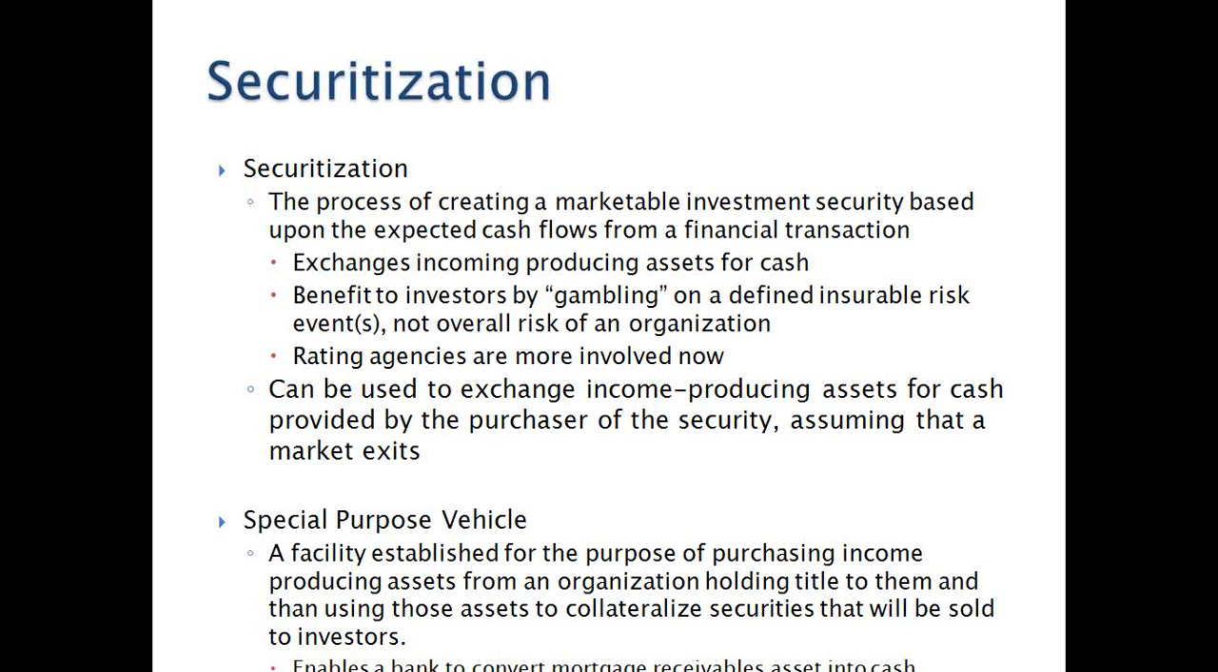The other key point that they're going to talk about on here is what they call a special purpose vehicle, or SPV. And it's, as they describe, a facility established for the purpose of purchasing income-producing assets from an organization, holding title to them, and then using those assets to collateralize securities that will be sold to investors. And so the special purpose vehicle, or SPV, will enable a bank to convert mortgage receivable assets into cash.